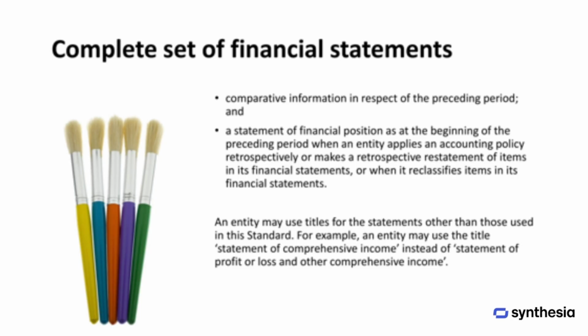Entities have flexibility in naming these statements as long as the meaning remains clear. For instance, the statement of profit or loss and other comprehensive income may be referred to as the statement of comprehensive income based on the entity's preferred terminology.